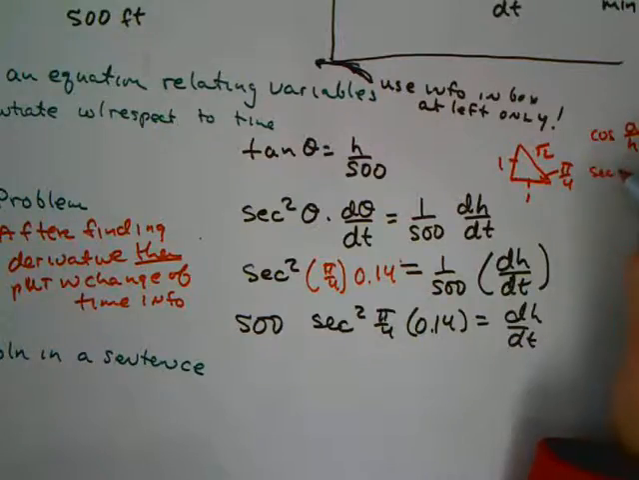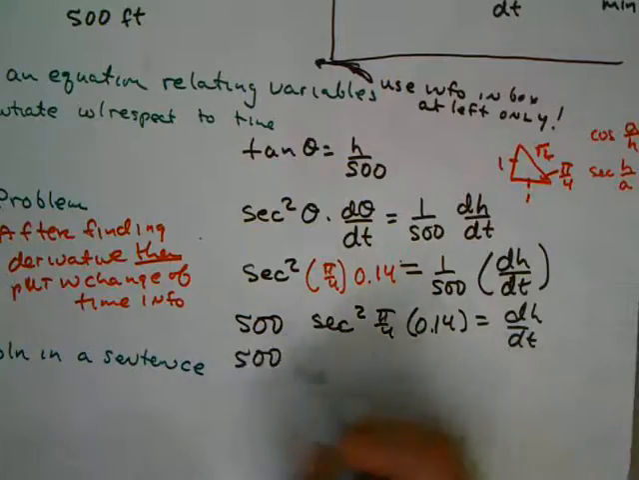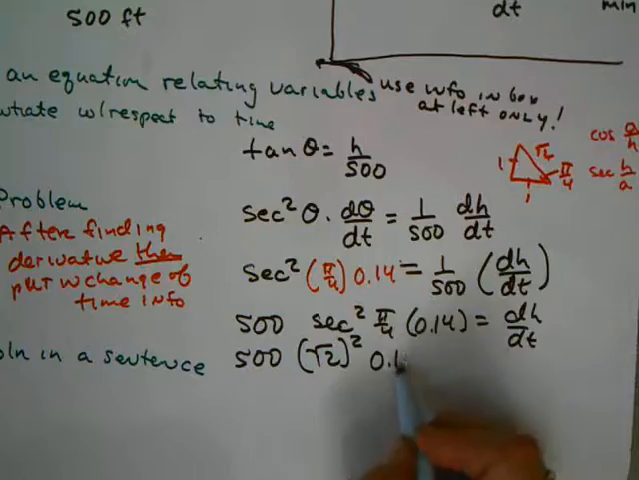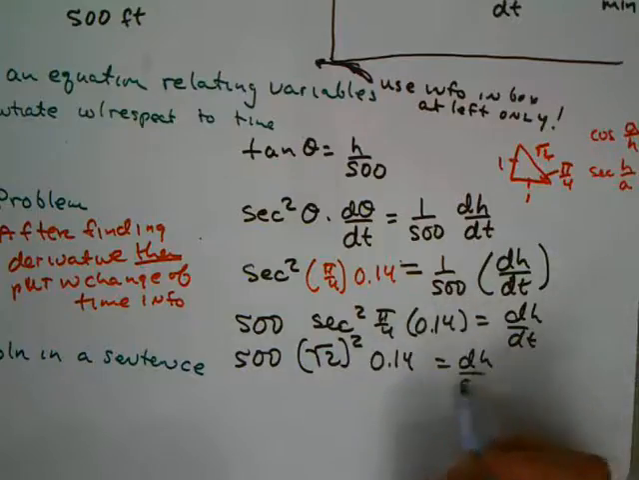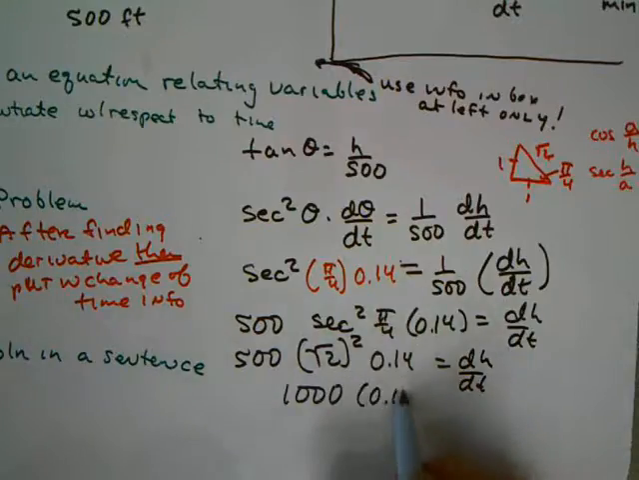So, easy enough here, I've got 500 times the square root of 2 squared times 0.14 equals the change in height over the change in time. Square root of 2 squared is 2, times 500 is 1,000, times 0.14 equals change in height over change in time. And that's just going to be 140 equals my change in height over the change in time.